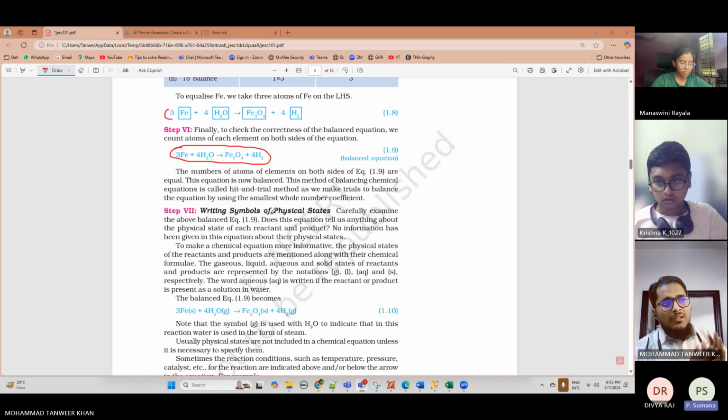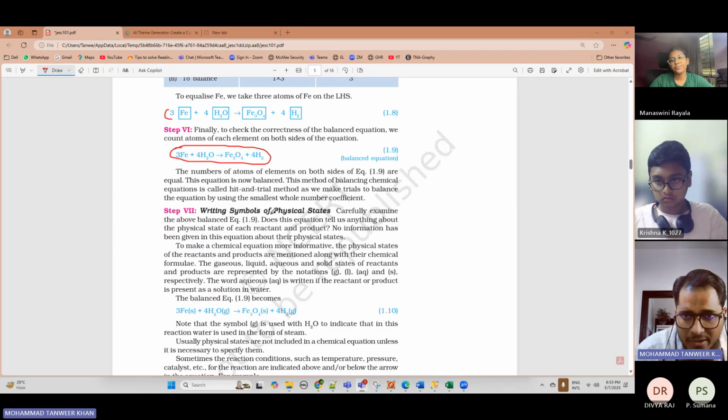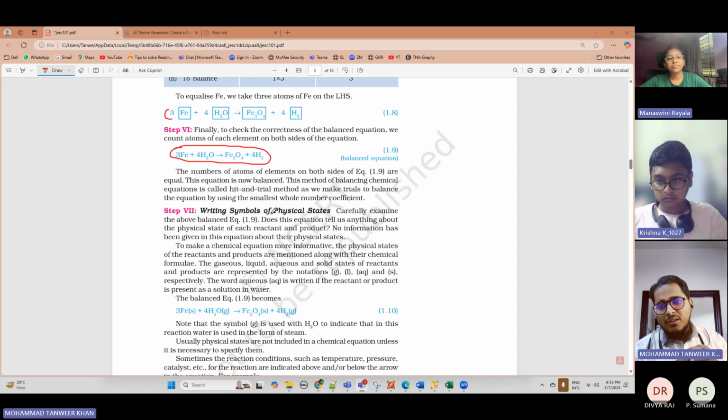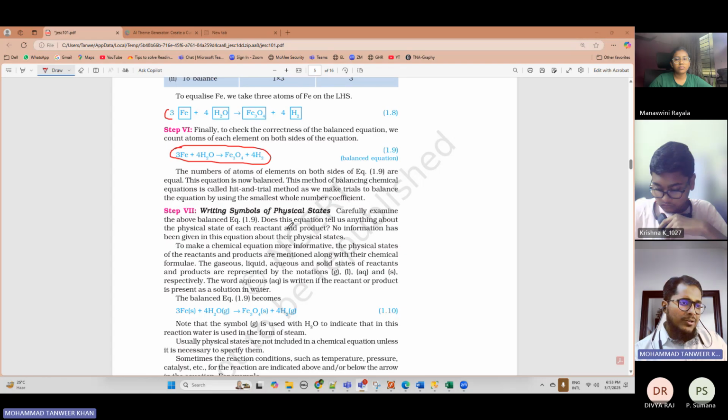So yesterday we saw how to balance a chemical equation. You remember it? Yes, sir. When we are balancing the chemical equation, the main thing is the number of atoms on the left side must be the same as the number of atoms on the right side. That is clear? Does this equation tell us anything about the physical state of each reactant and product? No information has been given in this equation about their physical states.